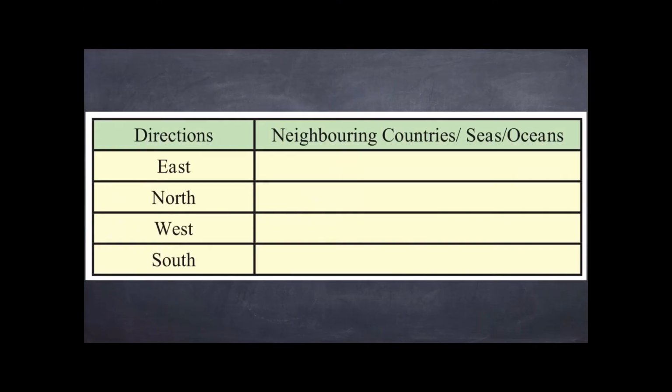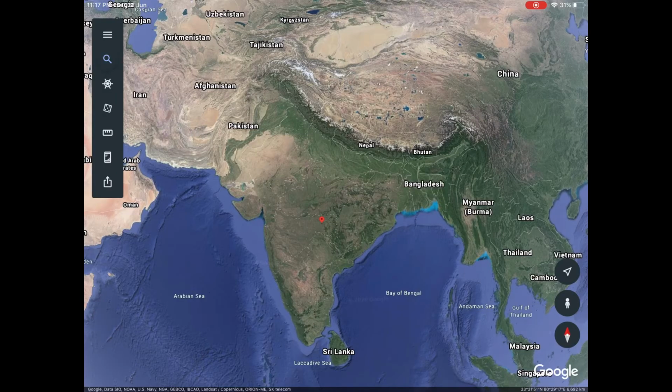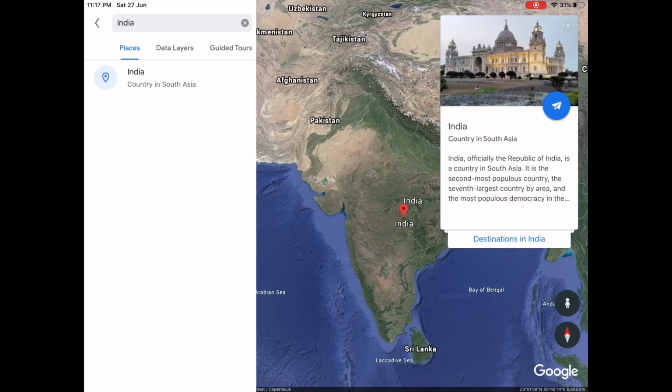Now neighboring countries. Now neighboring countries, which is in east, which is in north, which is in west, which is in south, let us see them. Okay, now I'll again search.